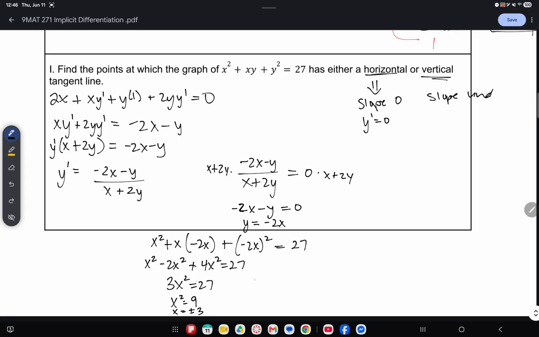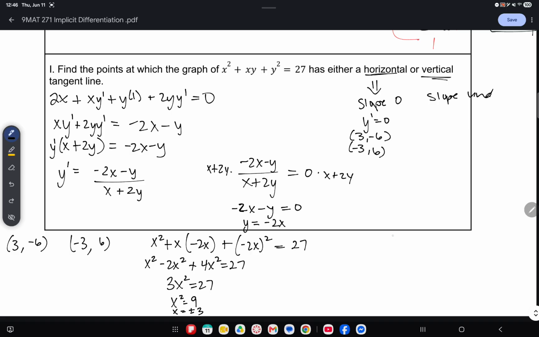Okay. So let's figure out what those points are. So I have 3 and I have negative 3. So I can plug that in to this y value here, right? So 3, that's going to make negative 6. Negative 3 is going to make positive 6. So that's where we have horizontal. So 3, negative 6, negative 3, positive 6.